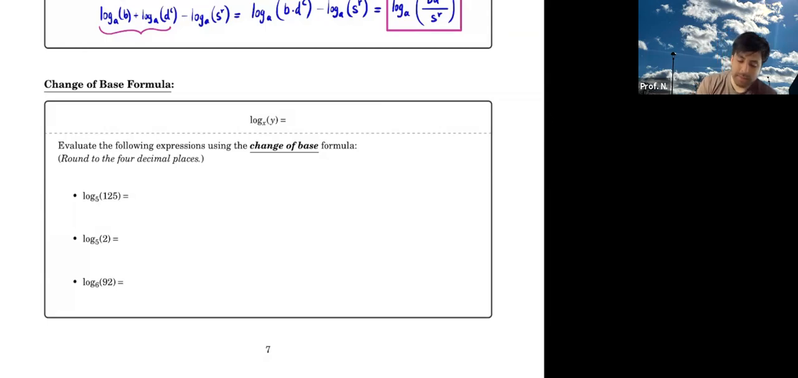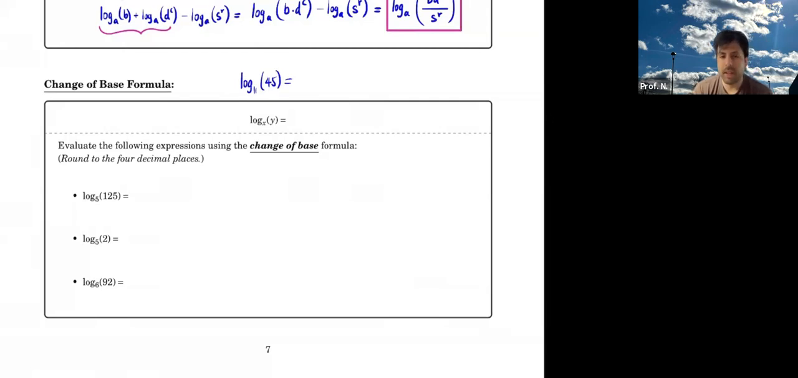Let's say I have something like this: log base 11 of 45, right? And you're like, wait a minute, I don't really know base 11 like that. How do I even fathom how to do this? Well, the cool thing is I can change this to any base, to the base of your preference. Let's say maybe you like base 2 more.